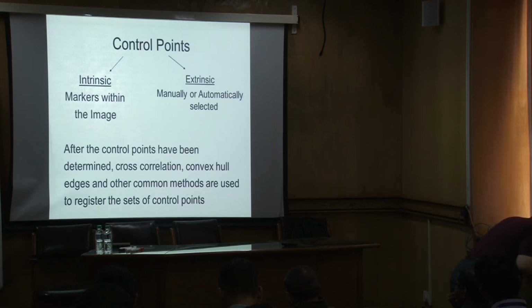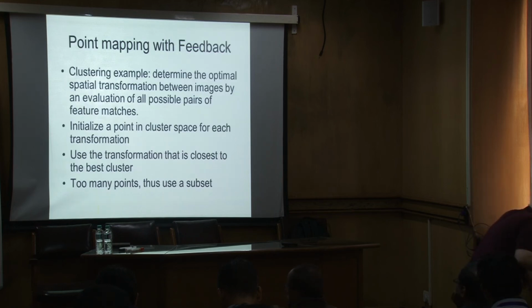So, after the control points have been determined, the cross correlation, the convex hull edges and other common methods are used to register the set of control points. So, register means find the shift between them. Okay. Now, I should tell you something which you need to do.